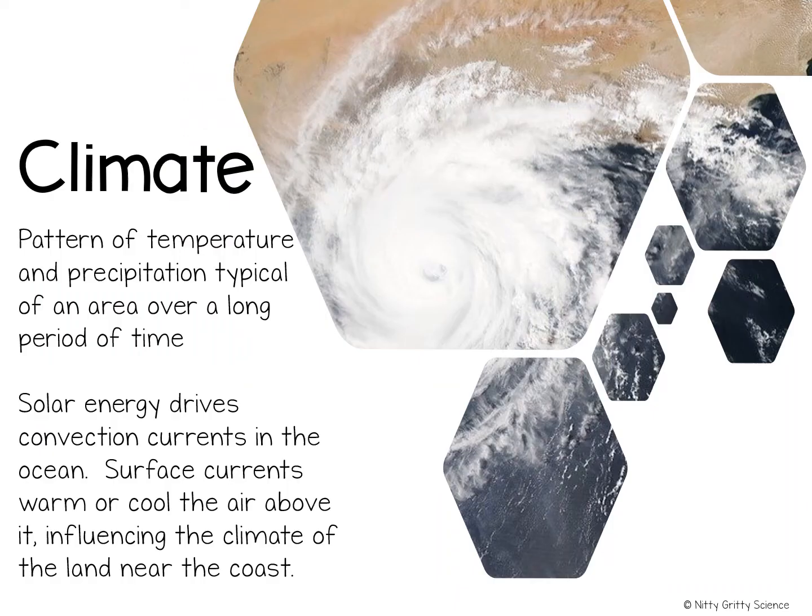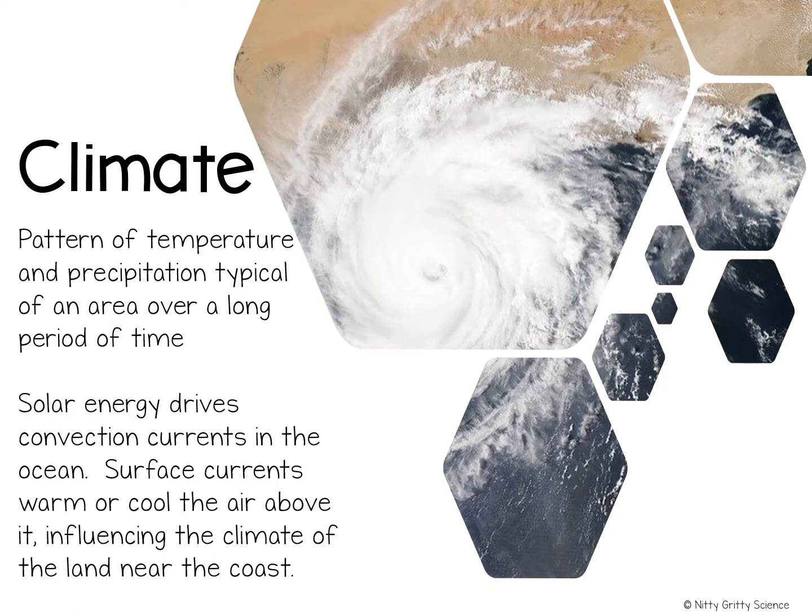So what do surface currents and climate have in common? Well, currents actually affect climate by moving cold and warm water around the globe. Climate is the pattern of temperature and precipitation typical of an area over a long period of time. So when currents carry warm water from the tropics towards the poles and bring cold water back down toward the equator, the surface currents warm or cool the air above it, and this is what influences the climates of the land near the coast. An example would be the coastal areas of the southeastern United States.